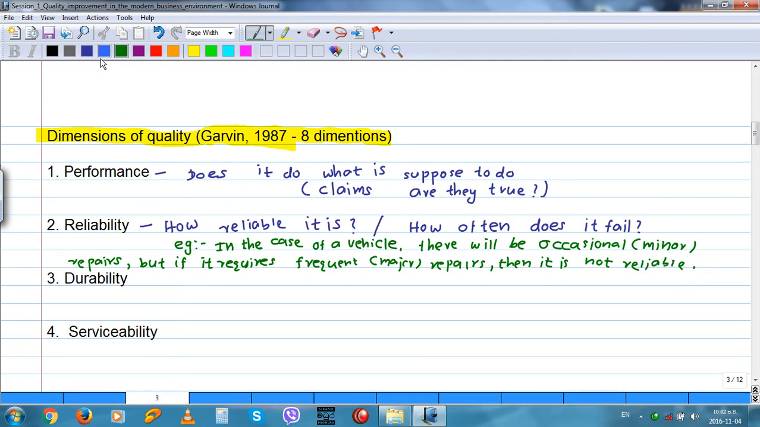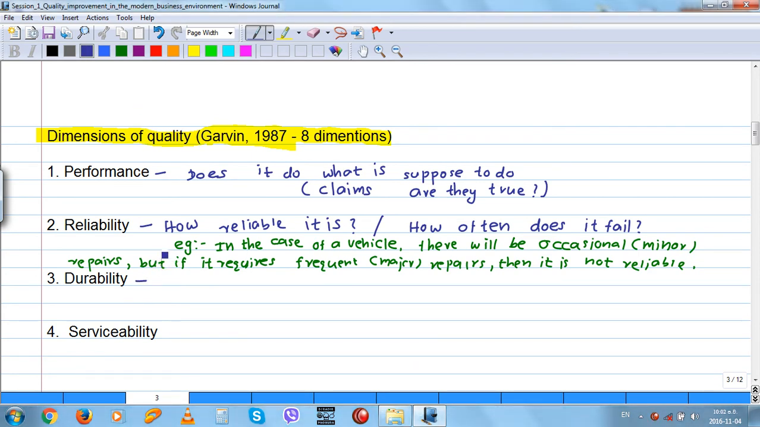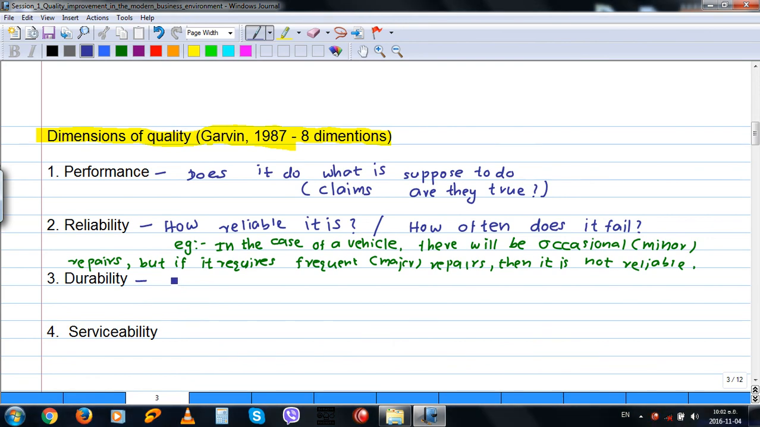That is the reliability. So the third one is durability. Durability means how long it will last. If we buy some product, each and every customer prefers to use it for a long period of time. So durability is very essential for the product.